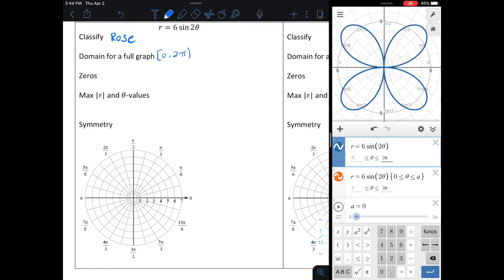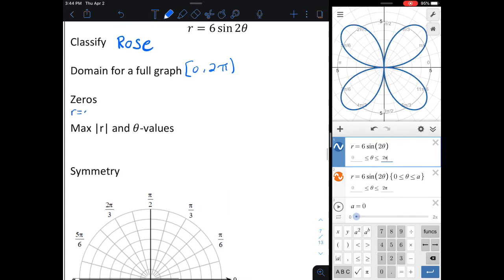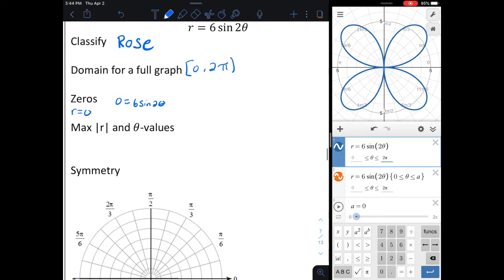And let's try to go through and I'll say, all right, well, what's next? Let's find the zeros. When does r equal 0 on this graph? So when does it intersect the pole? Well, I've set my equation equal to 0 and I solve for theta, well, that's going to equal 0 when sine of 2 theta produces a value of 0. And we have to think, all right, well, sine of what values?